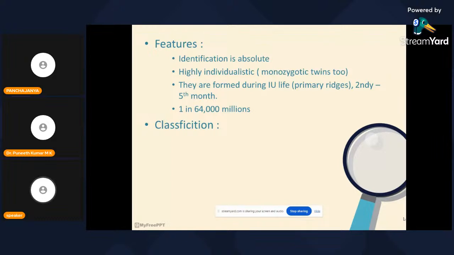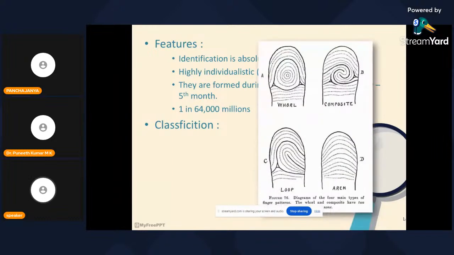patterns, there is a classification mainly into whorl, composite, loop and arch. A whorl is circular, a loop is U shaped, and an arch is half moon shaped, or just an arch. And in composite, all these three are mixed, that is called a composite pattern. These are the major classifications. Within whorl and loop there are further classifications, and other classifications are there, but this is sufficient; these four are the important classifications.